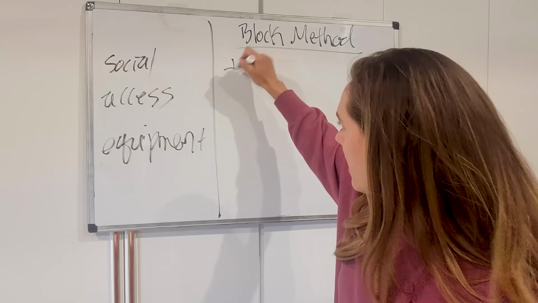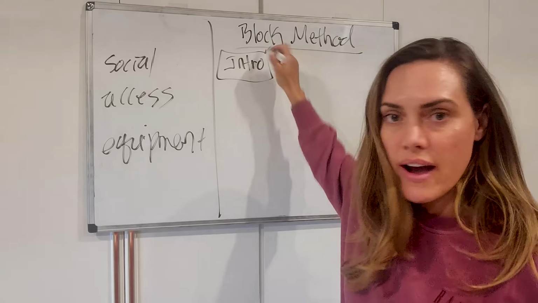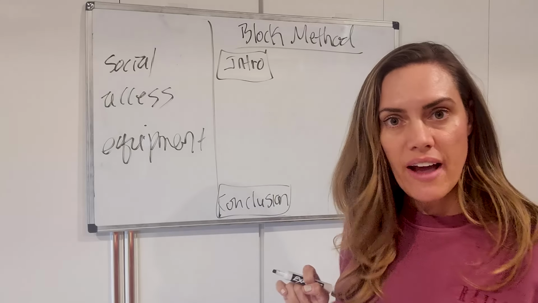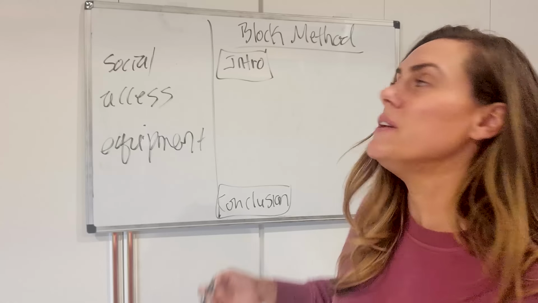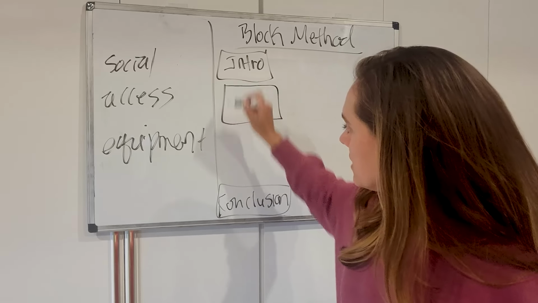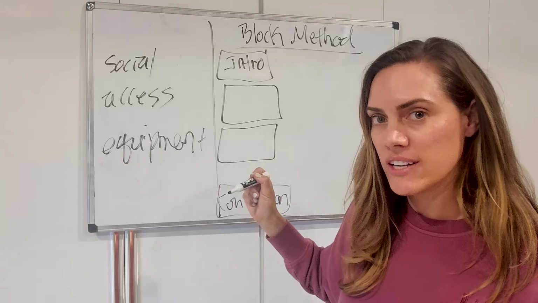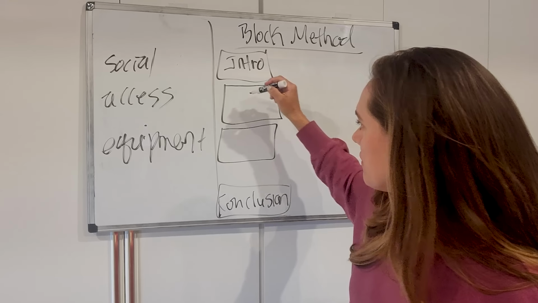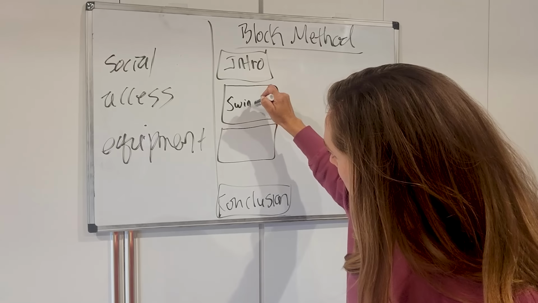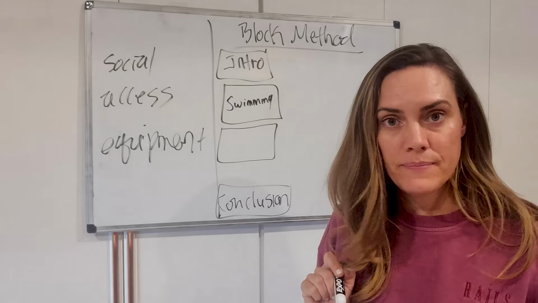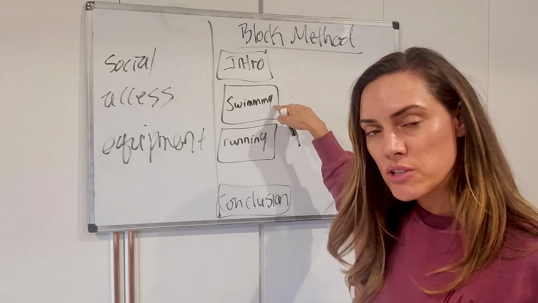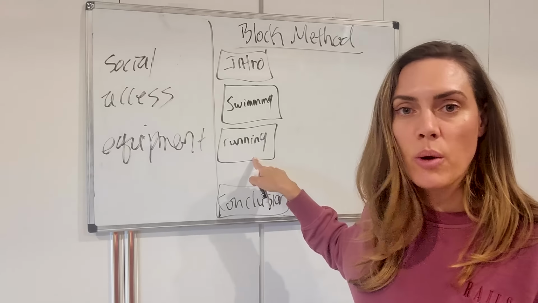So again, you want to have an intro paragraph, you want to have a conclusion paragraph, but in the middle you're going to have the body. And in the body of a compare contrast paper, you're going to have blocks like this. It's really two main blocks. The first block is focusing on the first thing you're talking about, which is swimming. Okay? And the second block is talking about running. So you're only talking about swimming in this paragraph, and you're only talking about running in this paragraph.